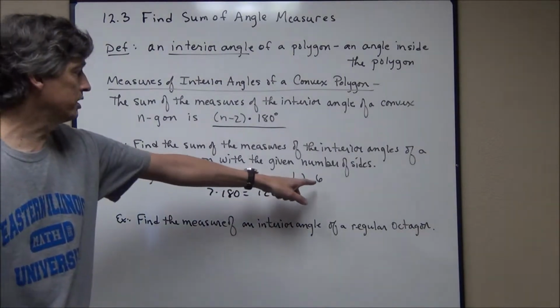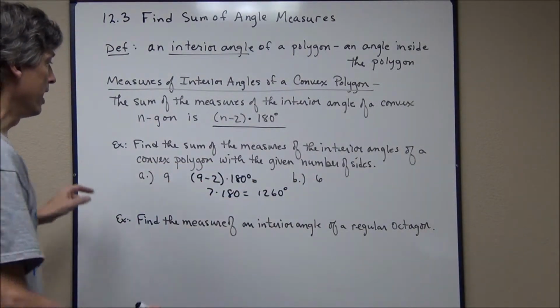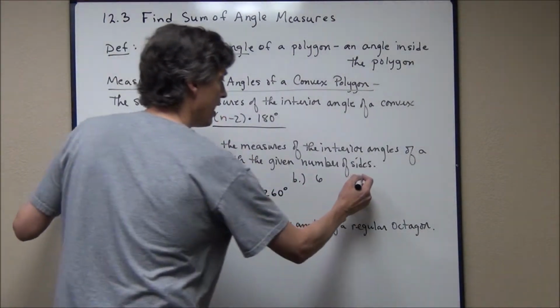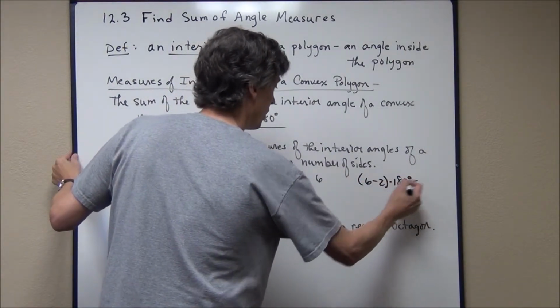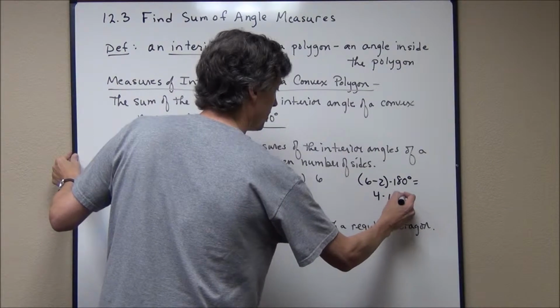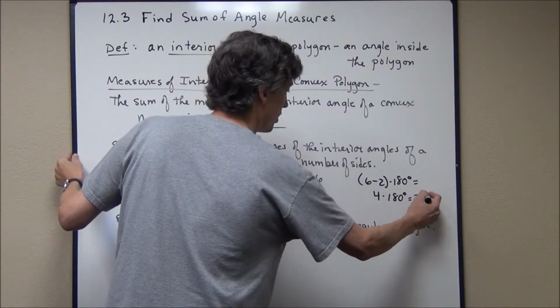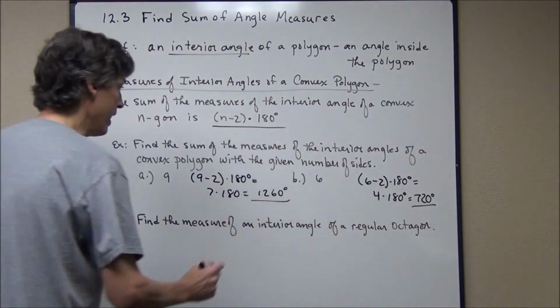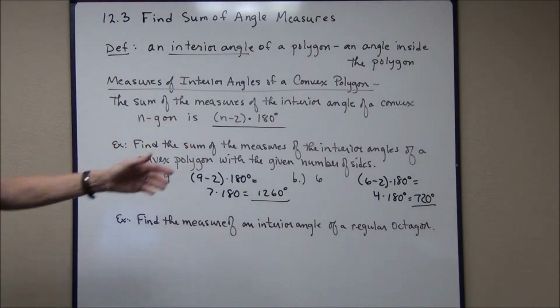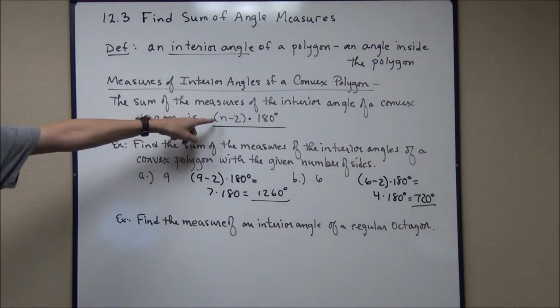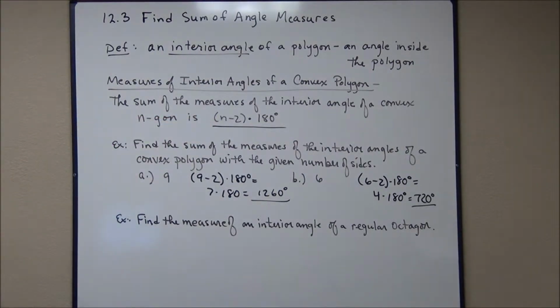Now let's try one here with 6 sides. That's a hexagon. If I plug 6 in for n, I get 6 minus 2 times 180, which is going to be 4 times 180 degrees, which is going to be 720 degrees. So I'm able to find the sum of all of those angles in a 9-sided polygon, a 6-sided polygon, by using this formula right here. Good one to remember, good one to memorize.